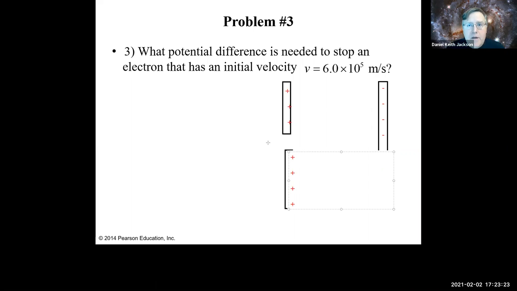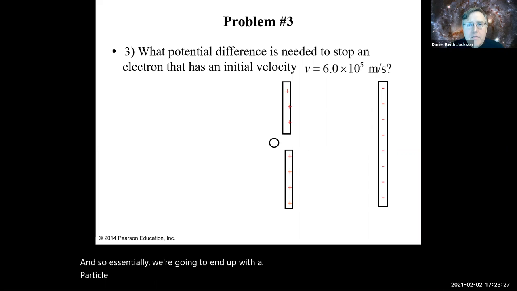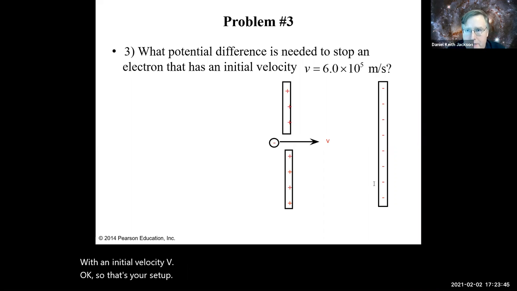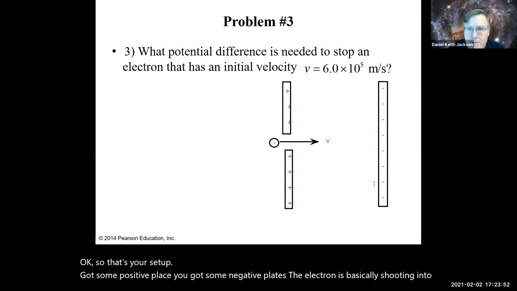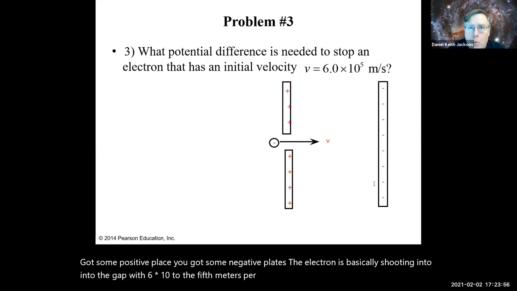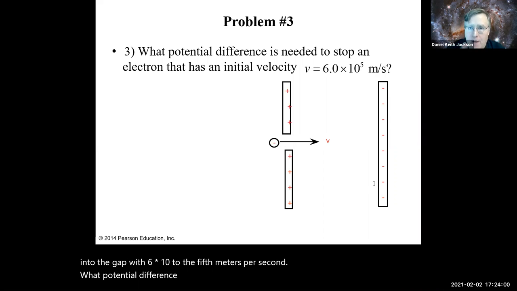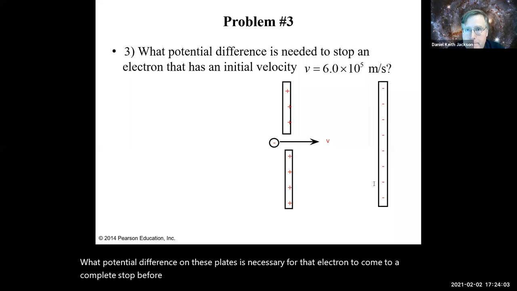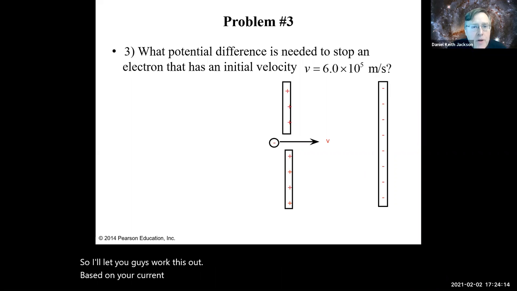So essentially, we're going to end up with a particle with a negative charge in the middle of it that is shooting in this direction with an initial velocity v. Okay, so that's your setup. You got some positive plates, you got some negative plates. The electron is basically shooting into the gap with 6 times 10 to the 5th meters per second. What potential difference on these plates is necessary for that electron to come to a complete stop before it hits the negative plate? So I'll let you guys work this out based on your current knowledge. Give me a check mark when you have come up with something.